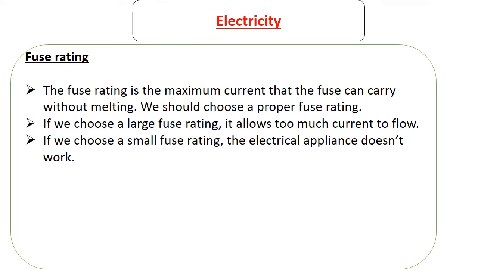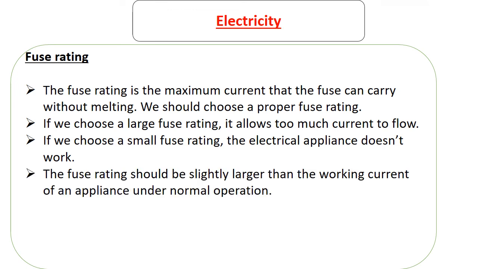And if you try to pump in the actual current for your appliance, the fuse can melt because it cannot handle large currents. So the fuse rating should be just slightly larger than the working current of an appliance under normal operation. If you see that your appliance works with maybe 5 amps, then you can choose 6 amps, just a bit high, not too much.